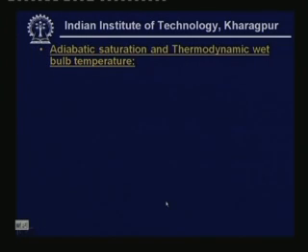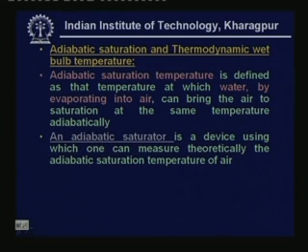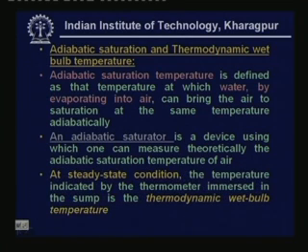Now, let us look at another concept, that is thermodynamic wet bulb temperature and the process of adiabatic saturation. Adiabatic saturation temperature is defined as that temperature at which water by evaporating into air can bring the air to saturation at the same temperature adiabatically, okay. An adiabatic saturator is a device using which one can measure theoretically the adiabatic saturation temperature of air, okay. Let me describe this.